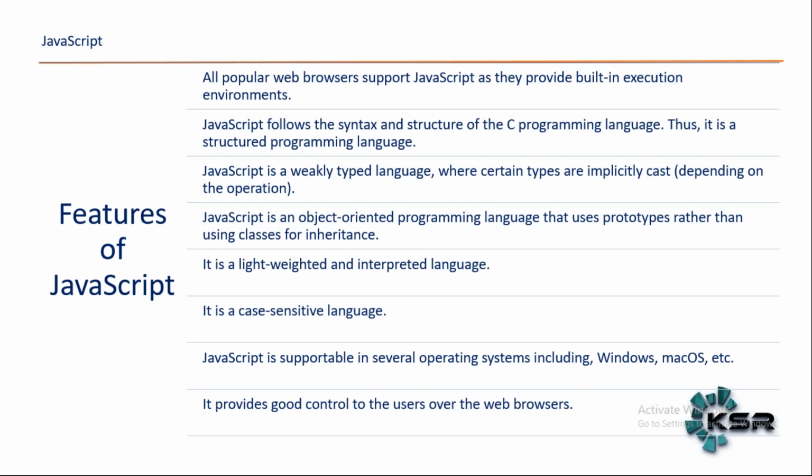It is lightweight and it is an interpreted language, and it uses a lot of object-oriented programming concepts like classes, polymorphism, inheritance, and everything. The other thing you have to know is JavaScript is supported on different operating systems. Irrespective of any operating system or any device, we can use it, whether it is Windows or Mac or Linux or whatever. It provides good control to the user over the web browser. So in the web browser, you can use JavaScript anywhere.